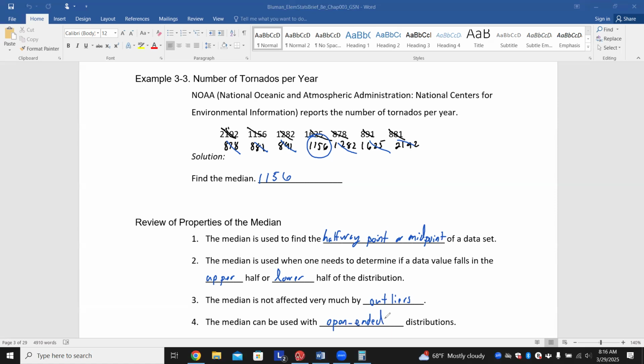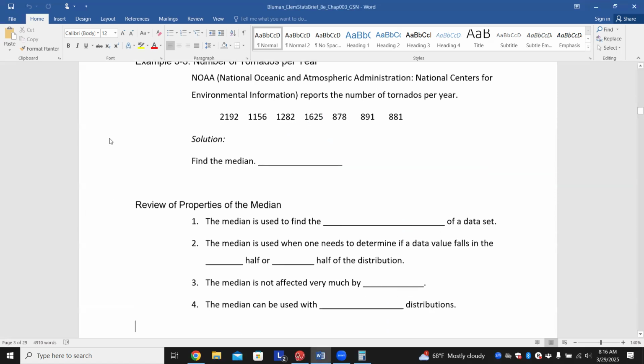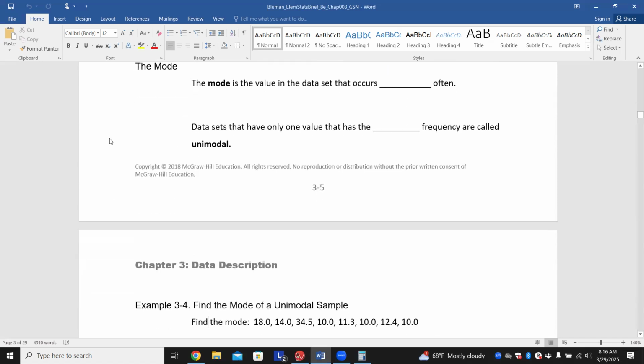So let's talk about mode. So again, mean, average, median, middle. Mode is usually remembered by most occurring number. So the mode is the value in the data set that occurs most often. So mean, average, median, middle, mode, most. That's how we kind of remember it here.